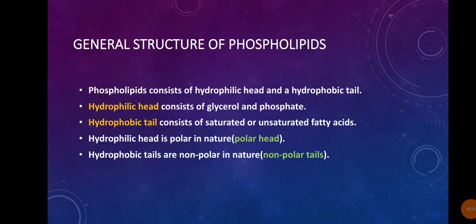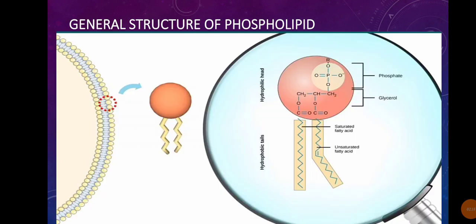General structure of phospholipids. A phospholipid consists of a hydrophilic head and a hydrophobic tail. The hydrophilic head consists of a glycerol and a phosphate. The hydrophobic tail consists of unsaturated or saturated fatty acids. The hydrophilic head is polar in nature, known as the polar head. Hydrophobic tails are non-polar in nature, known as non-polar tails. This is the general structure of a phospholipid.